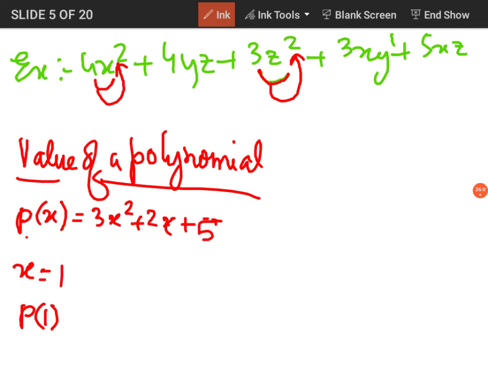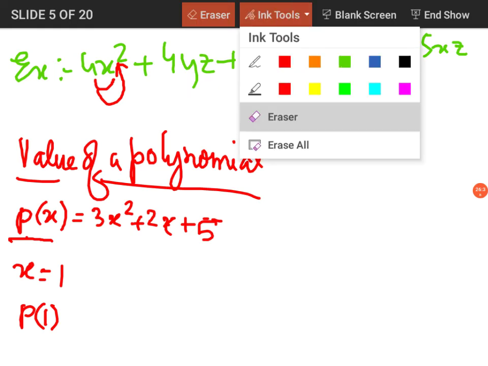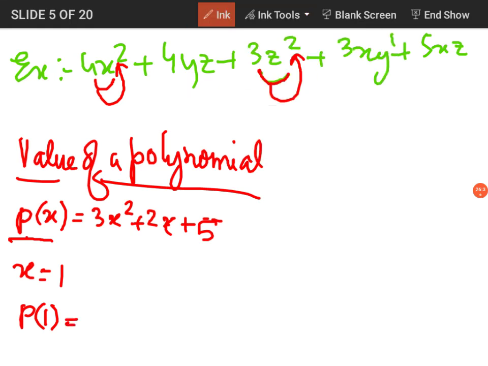Okay, see this, p of x means that this polynomial is in the variable x. So if we replace x by 1, this now becomes p of 1. This means that wherever in the polynomial there was x, we have to replace that x with 1. Okay, so if you do that, what are you going to get? So 3 multiplied by 1 square plus 2 multiplied by 1 plus 5, correct? This comes out to be 10.